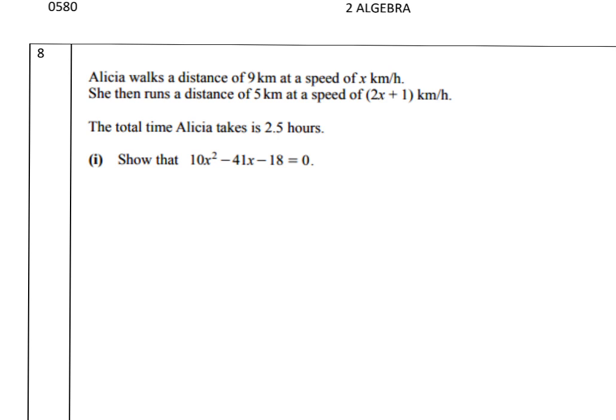Number 8 is the last one, and this is a tricky one. Elisha walks a distance 9 kilometers at a speed x kilometers per hour. She then runs a distance of 5 kilometers at a speed 2x plus 1 kilometers per hour. The total time Elisha takes is 2.5 hours. Show that the time can be written as 10x squared minus 41x minus 18.